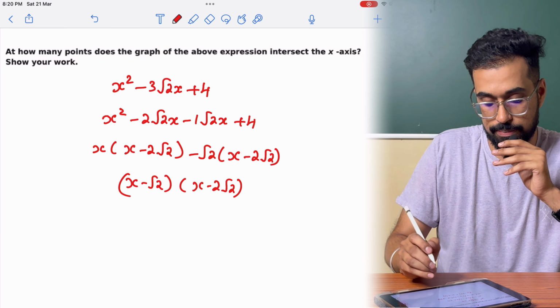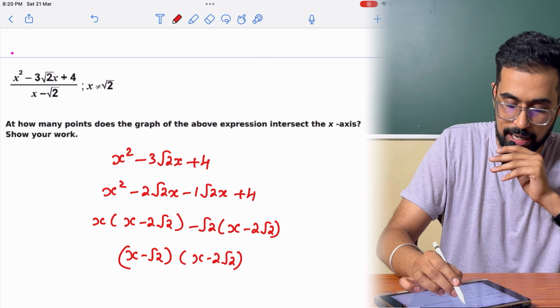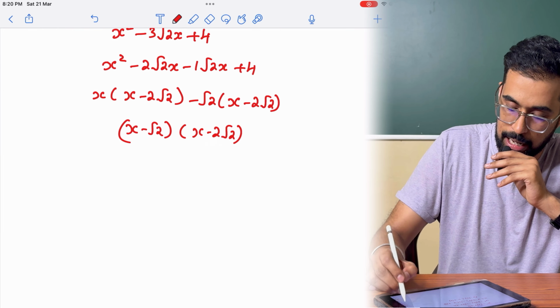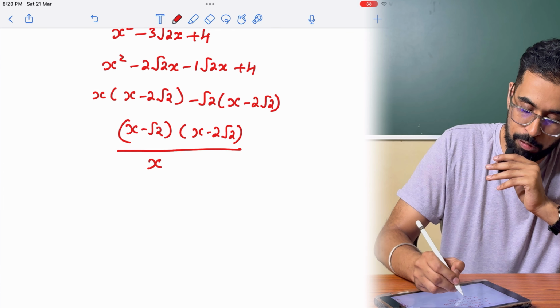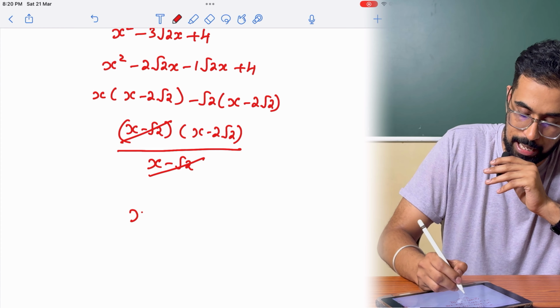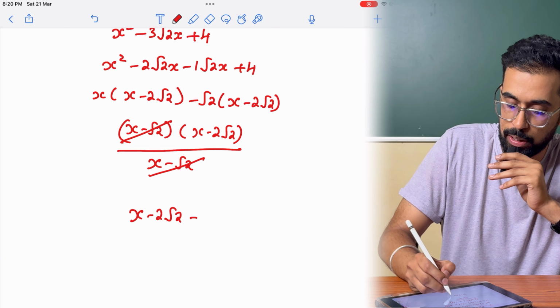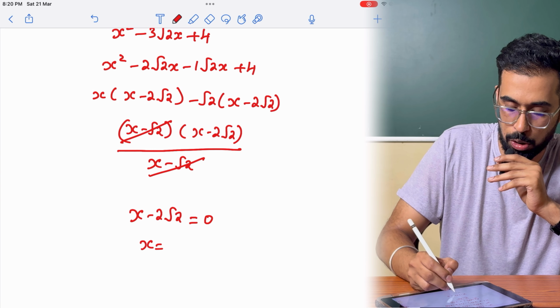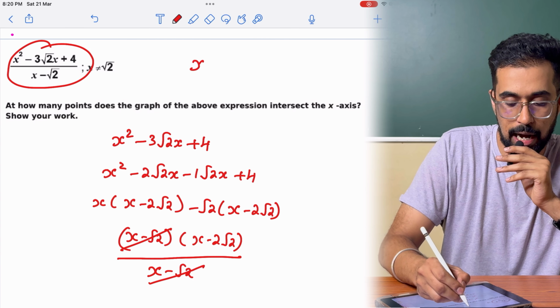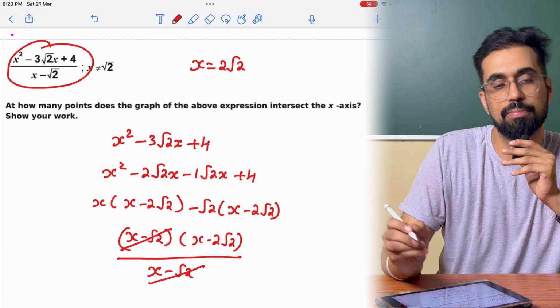This is our numerator. Now the denominator, as we can see here, is x minus root 2. So if we divide this by x minus root 2, you would notice that we can cancel the factor x minus root 2. We will be left with x minus 2 root 2. And when we equate it to 0, we will be getting x is equal to 2 root 2. That is, the given polynomial here will intersect the x-axis at only one point, and that point is x is equal to 2 root 2.